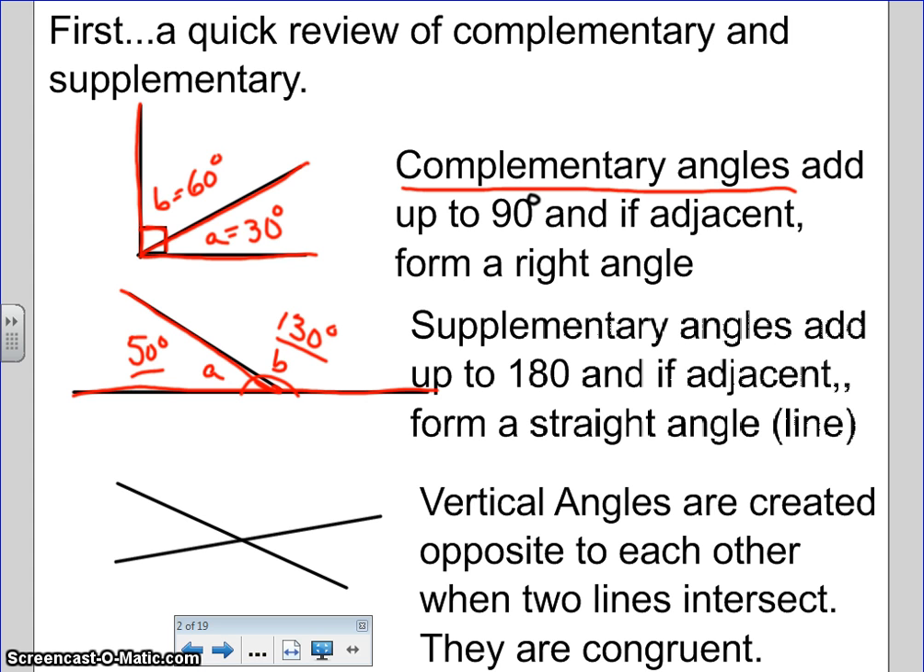Some people get these confused. An easy way to remember the difference between complementary and supplementary is that it's always right to complement somebody. So those two go together, right and complement. Then supplementary angles add up to 180.